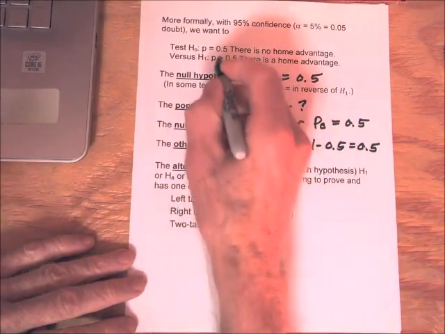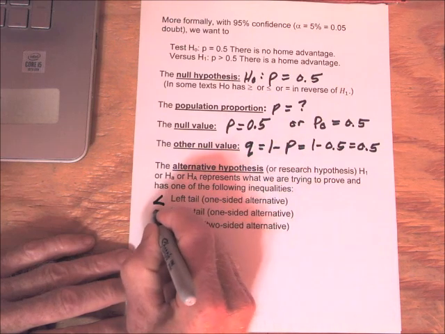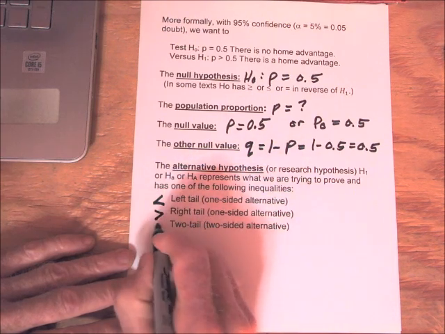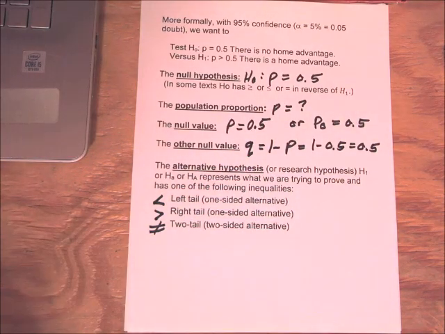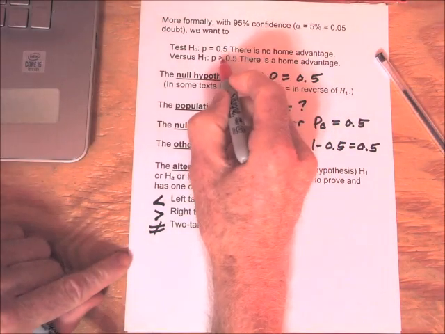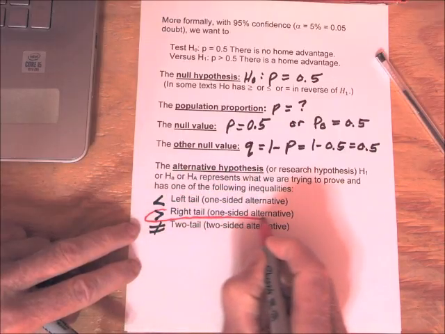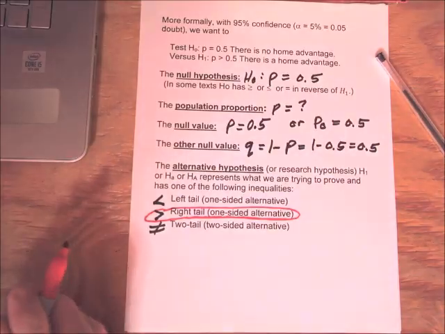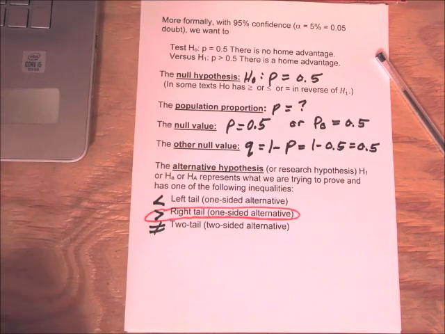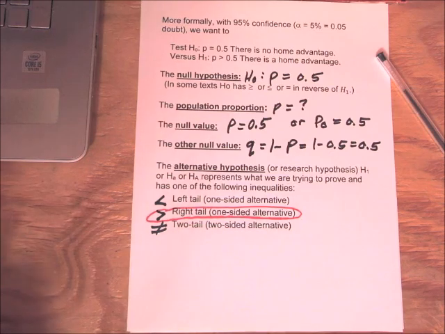If we have a left-tailed test, we would have a less than symbol. A right-tailed test has a greater than symbol. A two-tailed test has a not equal to symbol. For our example, we have a greater than symbol, so we're doing a right-tailed test. If the home team wins less than half the games, we're not going to say there's a home advantage. We only say there's a home advantage if the home team wins more than half the games. So that's a right-tailed test.